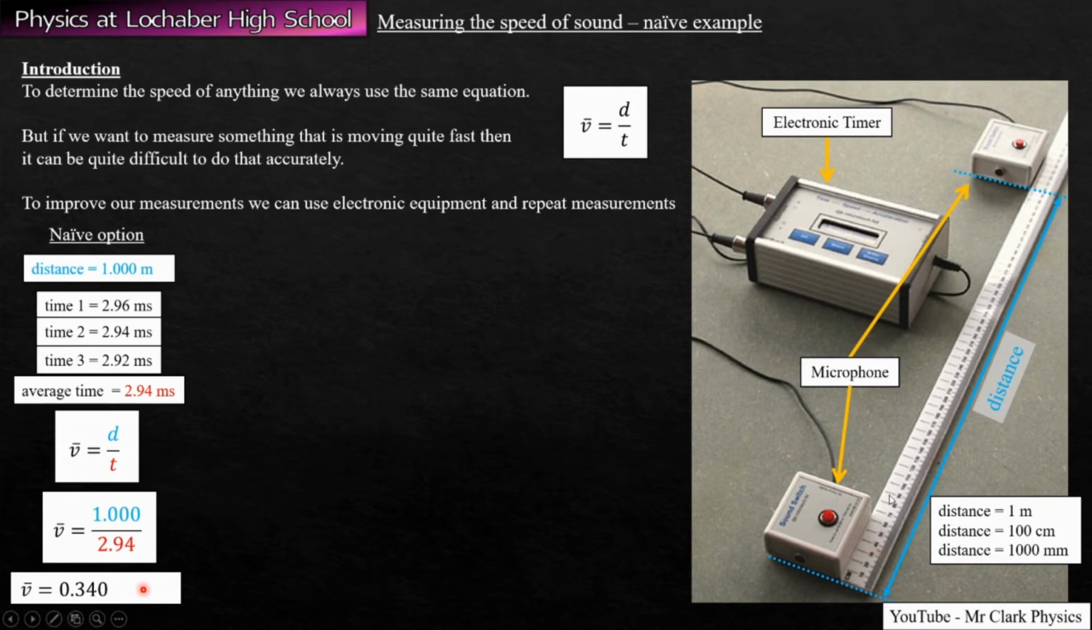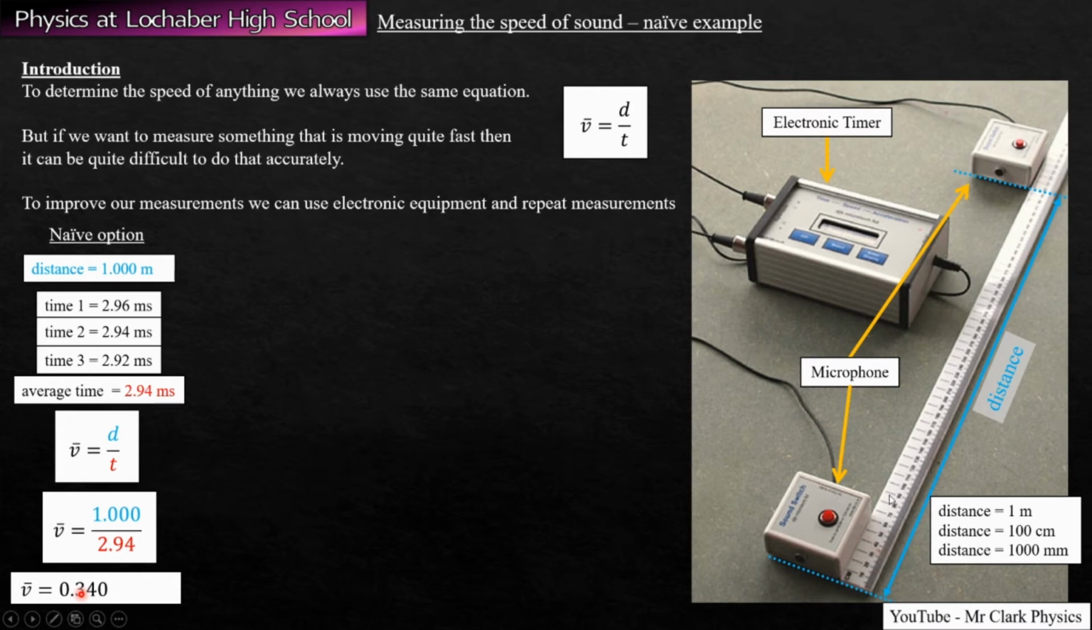Usually, people remember that the units should be meters per second. That's what we like in physics. And they just write it in. They say, oh, meters per second. But there's a mistake. It's very, very unlikely that the speed of sound is 0.34 meters every second. That's about 30 centimeters a second.